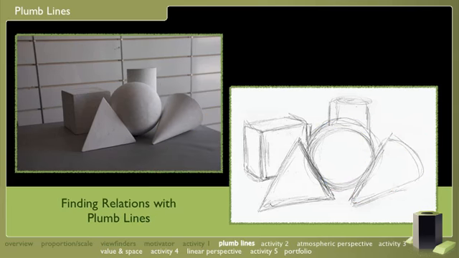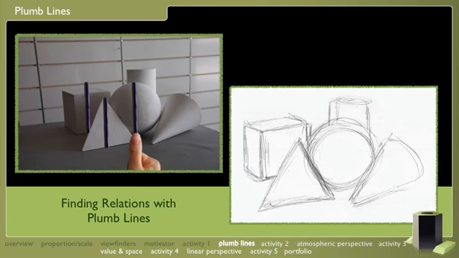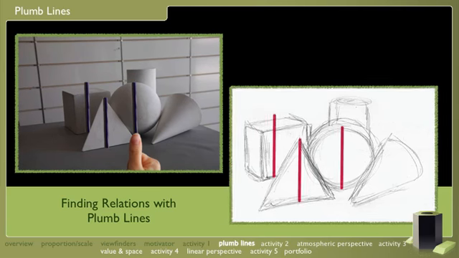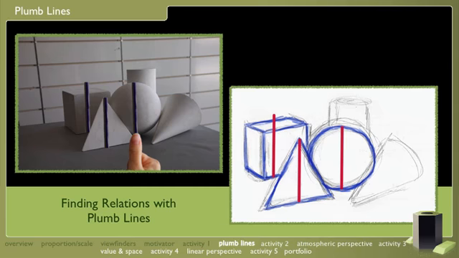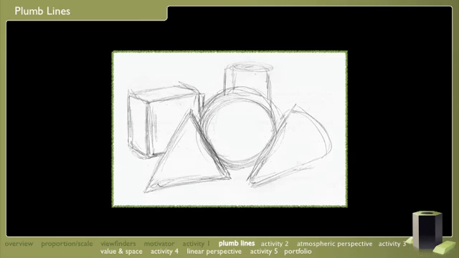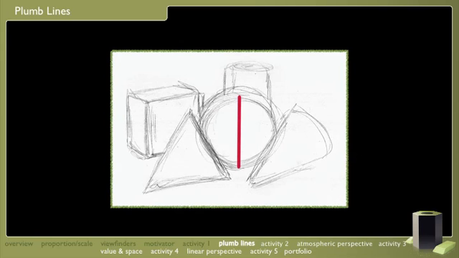The other way to use plumb lines is to find out the size of one object in relation to another object. This is also a great way to draw a perfect sphere. You can draw a vertical line down the middle of a sphere to measure the height and then rotate that line to create a horizontal line in order to check the width of the sphere.